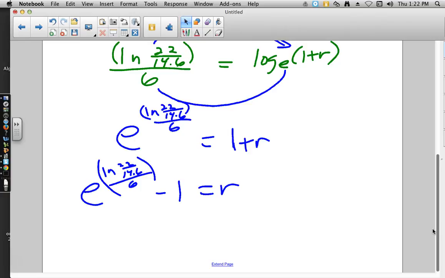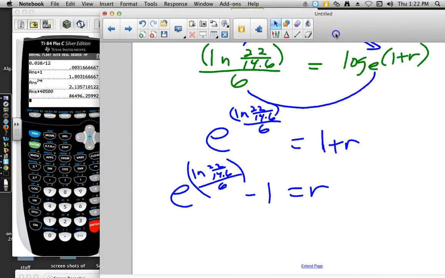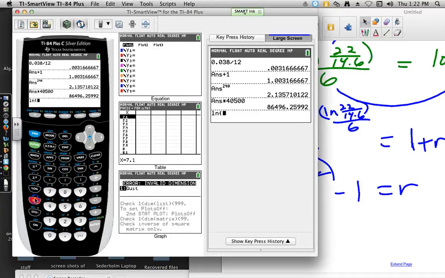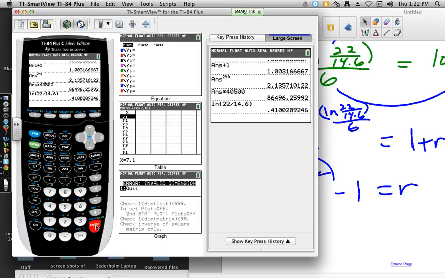And again, what I'm going to do is do this in pieces because you asked for a couple of these, which makes me think that maybe it was getting punched in wrong. So you want to start innermost parentheses there, which would be with the natural log of 22 divided by 14.6. Stop and get an answer. And then we would divide that by 6.